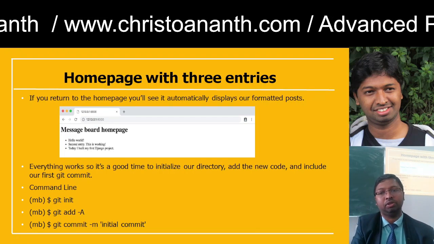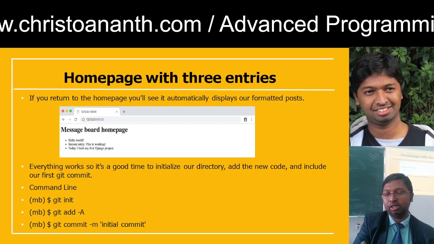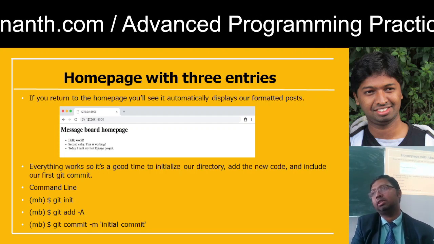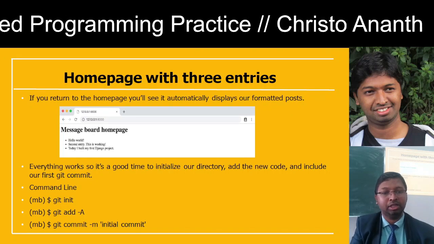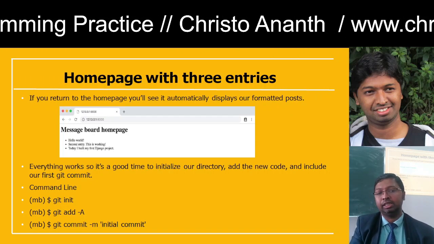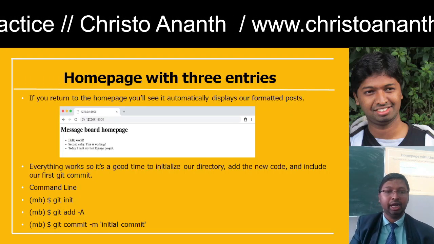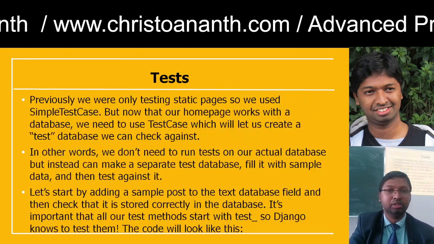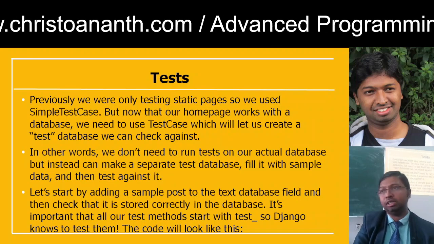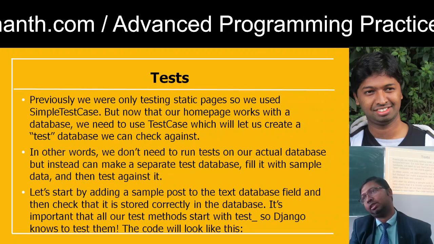So everything works fine. You can add new code and include your first git commit, git and then Bitbucket, that you have to do. Okay. So first git init, and then git add -A, and then git commit -m, that is the initial commit. Then after doing all this, you have to do tests.